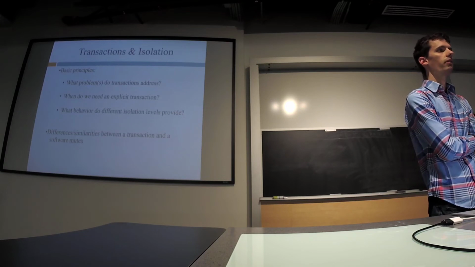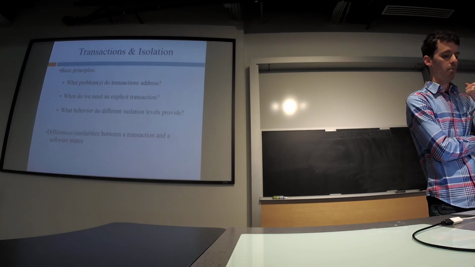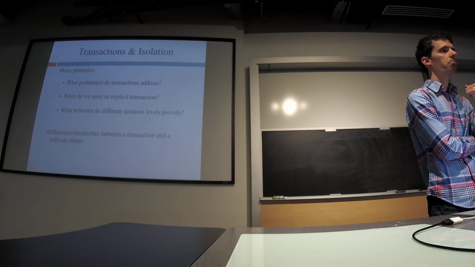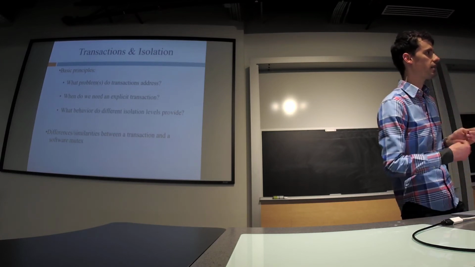You have these isolation levels. They don't necessarily isolate what you think they're going to isolate. You can still have race conditions even inside of a transaction, depending on the isolation level.